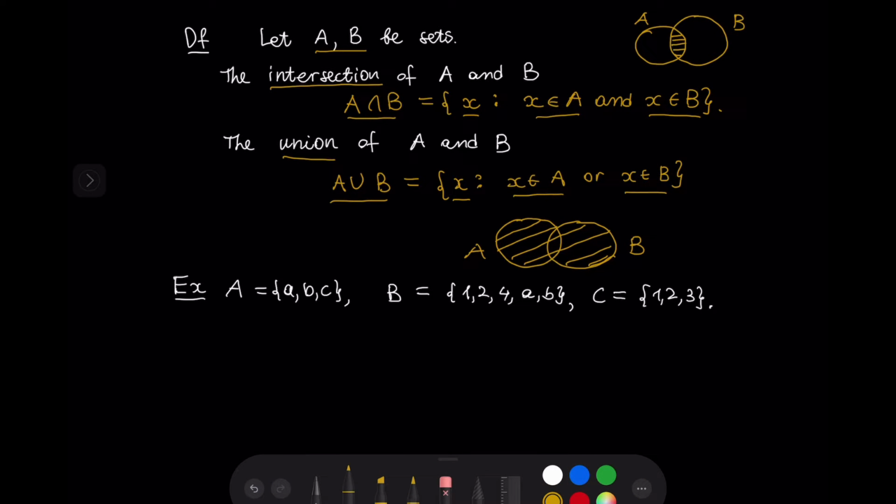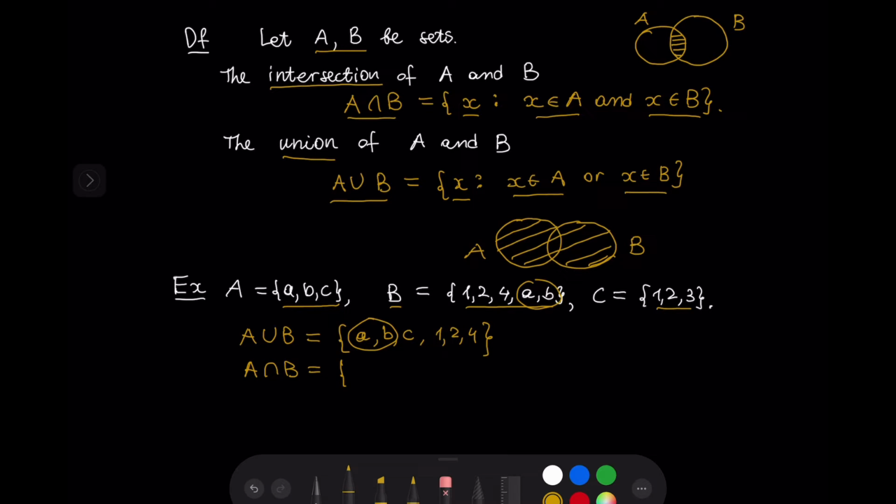So let us consider an example. Let set A be the set of elements a, b, c. Here we have a set B that consists of the elements 1, 2, 4, a and b, and the set C consists of the numbers 1, 2, 3. Let us write down what is A union B. This is going to be a, b, c, 1, 2, 4, and we are not going to write a and b again because we already wrote them down. So A union B is the set of elements a, b, c, 1, 2, 4.